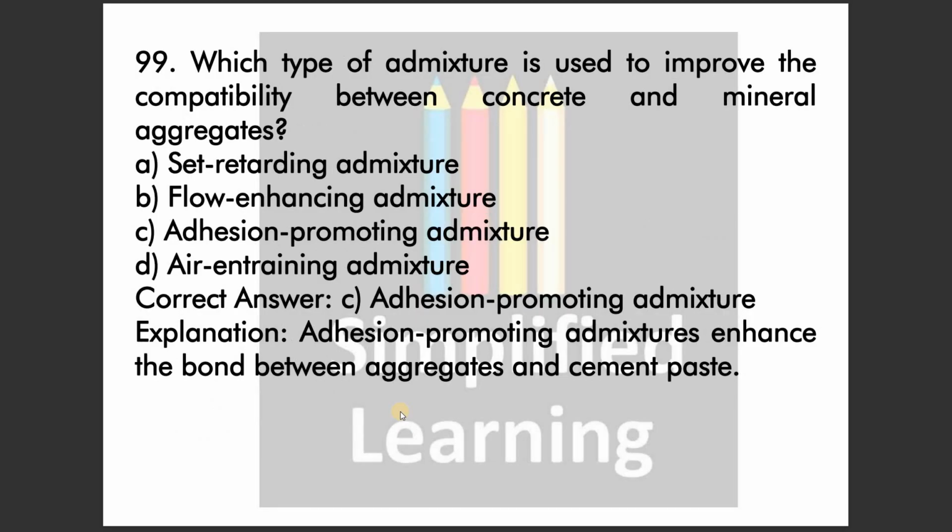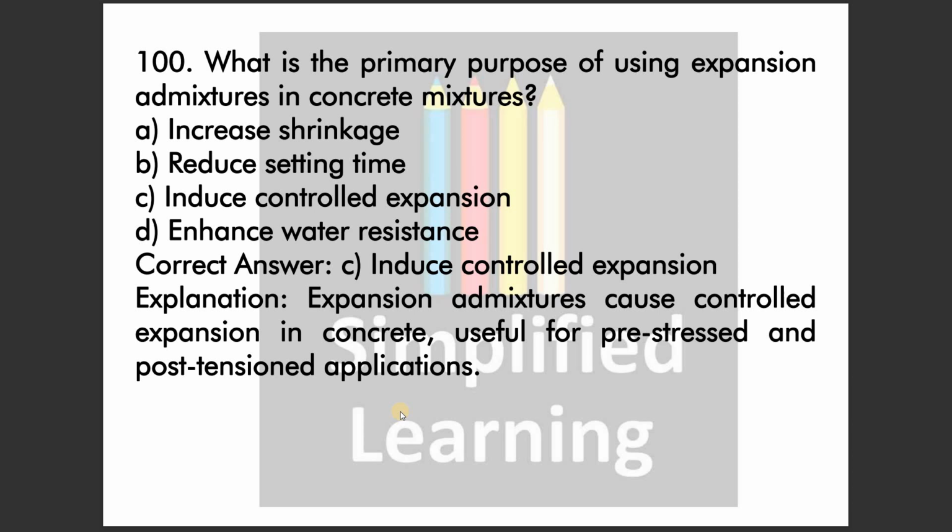Then which type of admixture is used to improve the compatibility between concrete and mineral aggregates? The answer is adhesion promoting admixture. Okay, it enhances the bond between aggregate and cement paste. Last question, what is the primary purpose of using expansion admixture in concrete mixture? It induces controlled expansion. Okay, expansion admixture causes controlled expansion in concrete, which is useful for pre-stressing and post-tensioning applications.